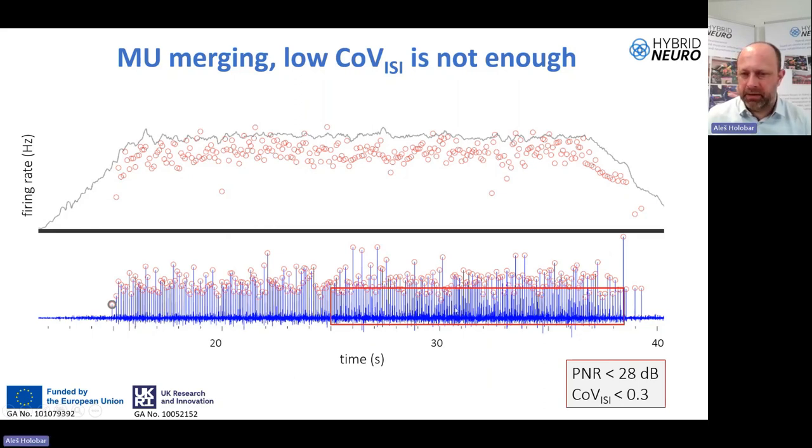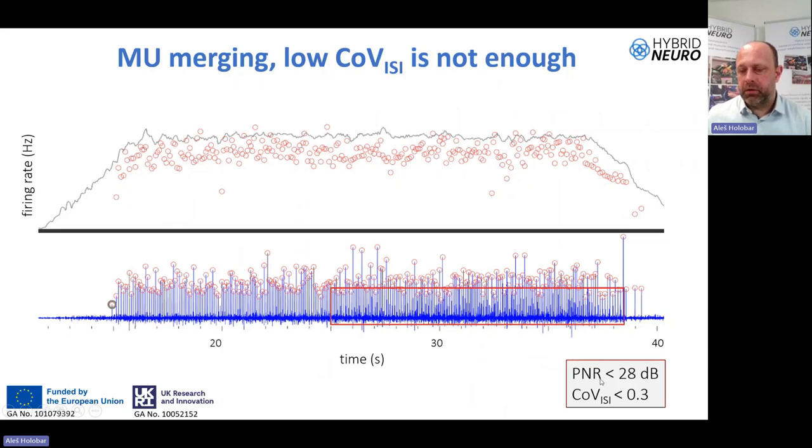There is increased density of spikes here. You could zoom into this spike train and see it better. But what happens is another motor unit is recruited about halfway through the previous motor unit being active. Another motor unit is recruited and starts contributing crosstalk, basically spikes, to the identified spike train. Due to this crosstalk from another motor unit, the pulse-to-noise ratio decreased.